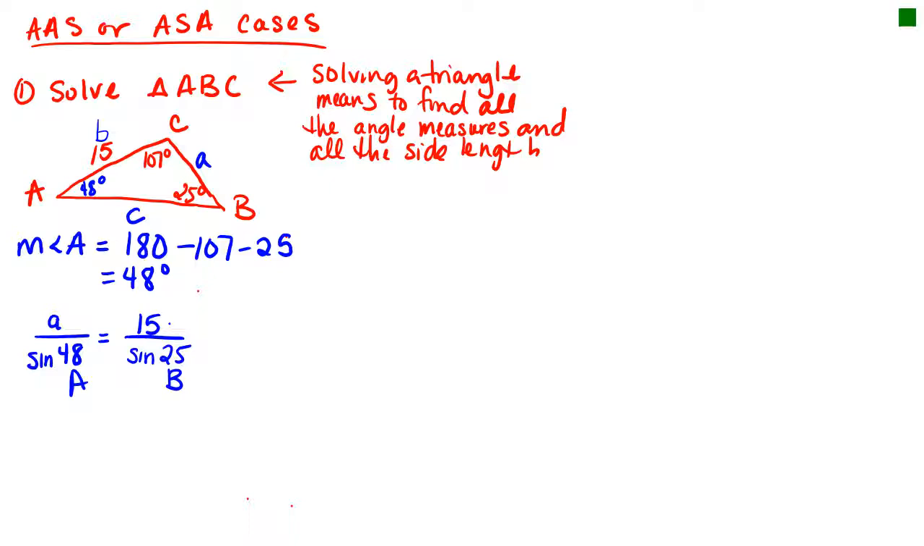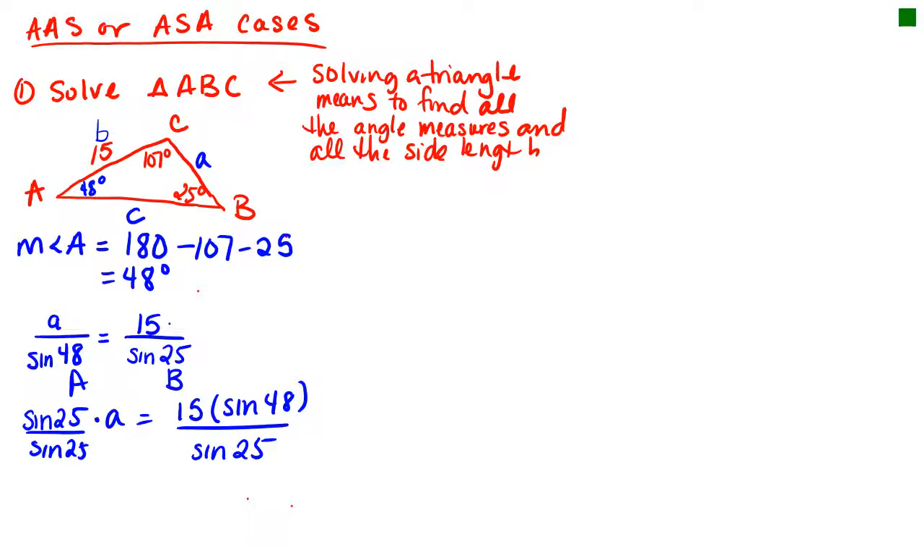All right, so when I go to solve this, I'm going to cross multiply. So it's the sine of 25 times A equals 15 times the sine of 48. Then I'm going to divide by the sine of 25 on both sides.